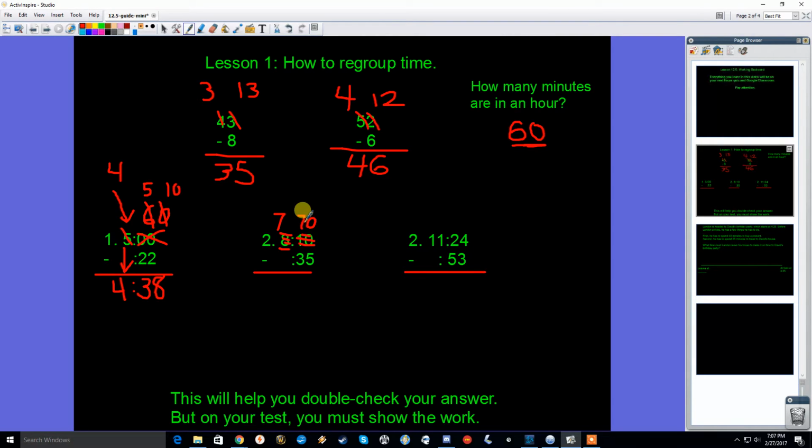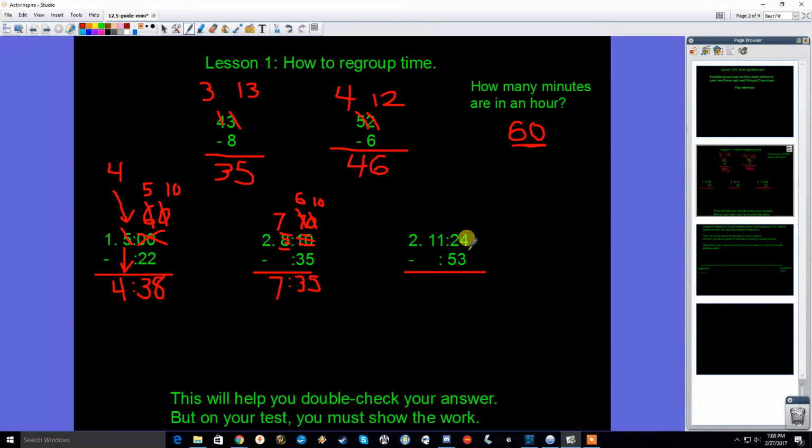So, 70 minus 35. The 0 minus 5, that doesn't work. We have to go to 10, which means this 7 goes down to a 6. 10 minus 5 is 5. 6 minus 3 is 3. And the 7 comes straight down. There you go. That's the time, 7:35.